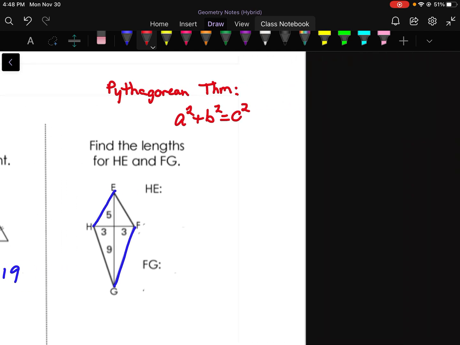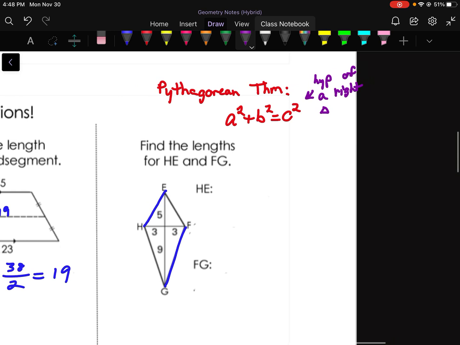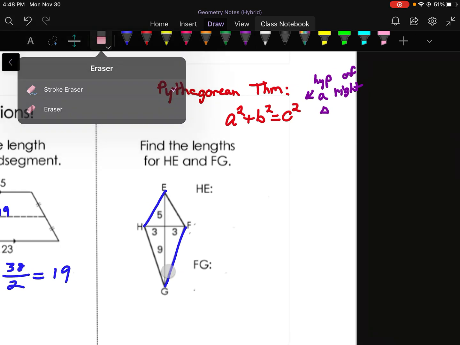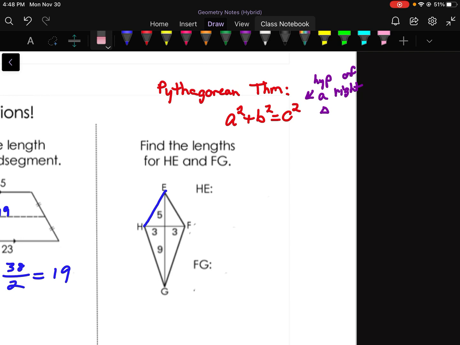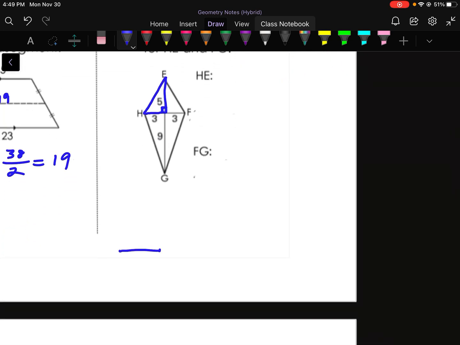And so a and b really don't matter, but c is the hypotenuse of a right triangle. That's the only thing that matters. So when we're finding HE here, first of all, the highlighted or the colored side there, we're looking at this right triangle. And I know it's a right triangle because I have a kite, and in a kite, the diagonals are perpendicular. So it's a right triangle, so let's just draw that triangle here. So there's a lot to focus on. Let's just dial it back to this.